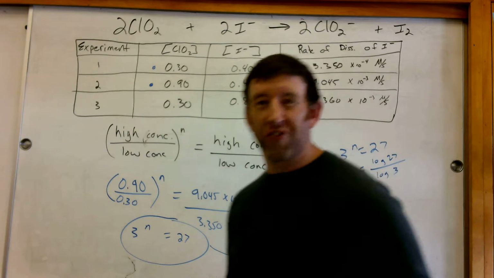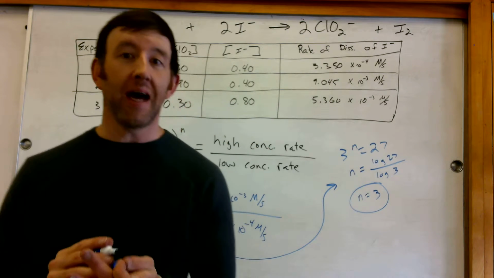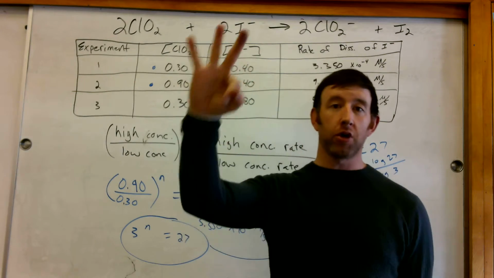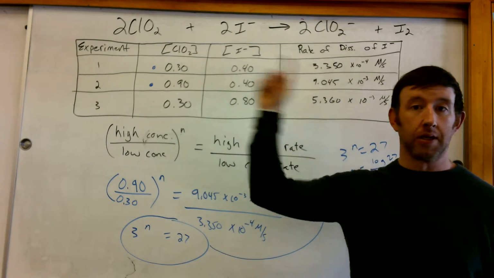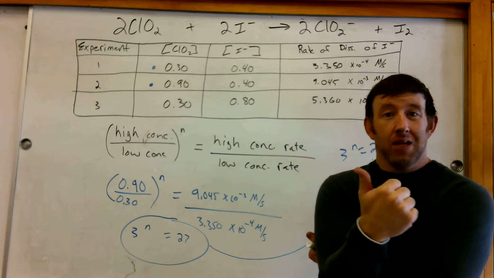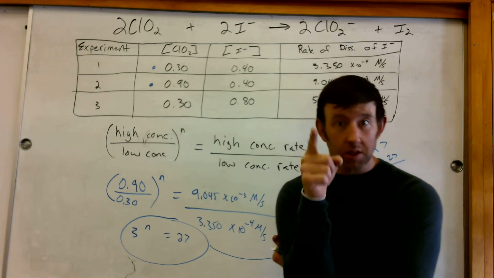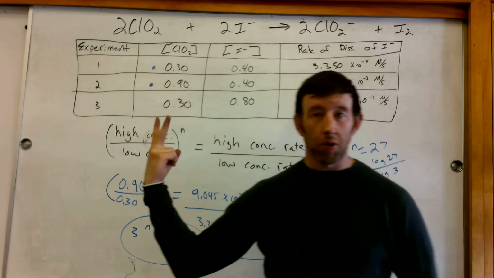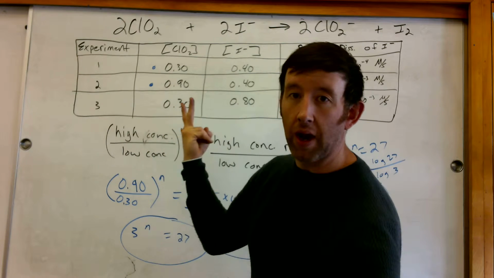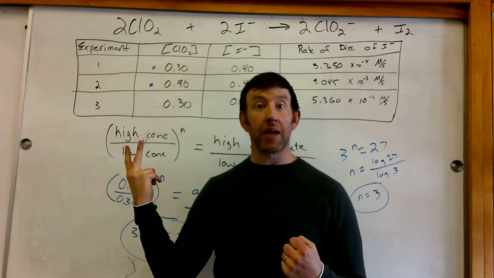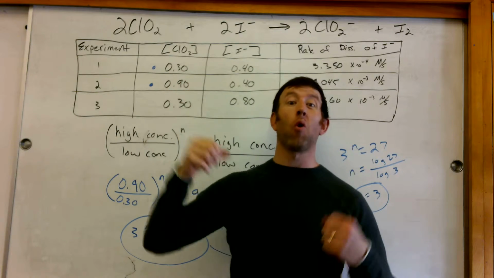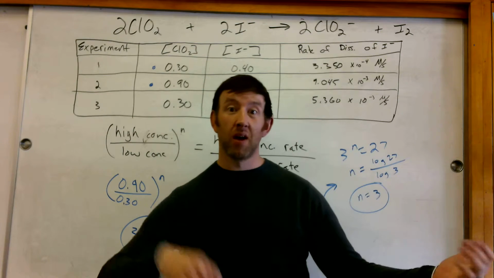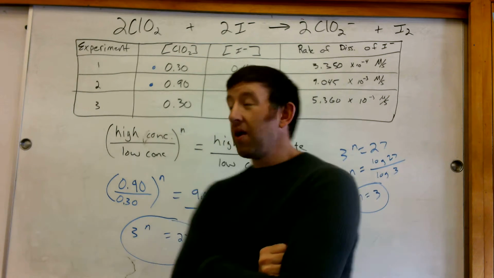All right, now, so what? So what if n equals 3? What does that mean? The n, remember, tells me that chlorine dioxide is a third order reactant in this reaction. Okay, so what does that mean? Now listen carefully. Because this is a third order reactant, if I were to double my chlorine dioxide, for example, my reaction rate should go up 2 to the third, or a factor of 8. So doubling this means my reaction rate goes up by a factor of 8. That's what a third order reactant is.